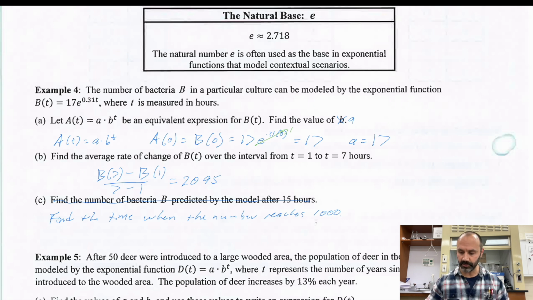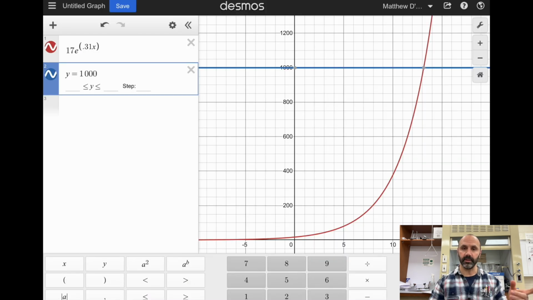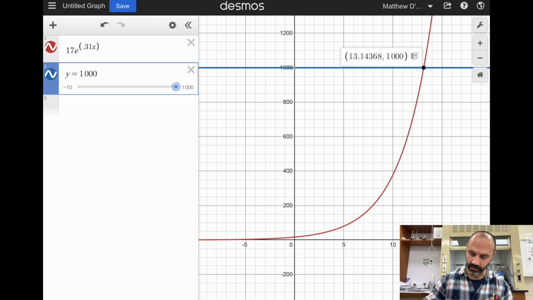So we go back to Desmos. The way I do it is I plug in the function, and you can see that's the red line. And then I plug in the line y equals 1,000. And what I do is I click on the place where they intersect. I click on that point, and it gives me the input-output. So the population will reach 1,000 after 13.14 hours, roughly.